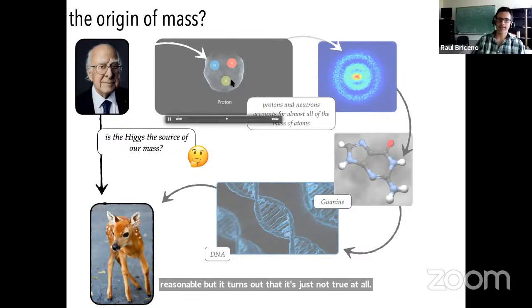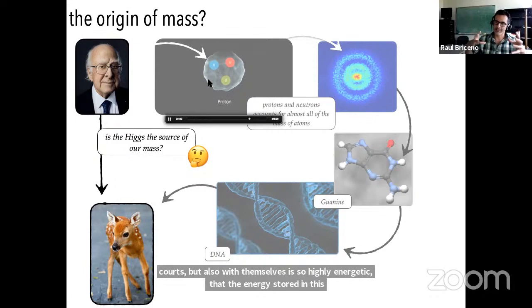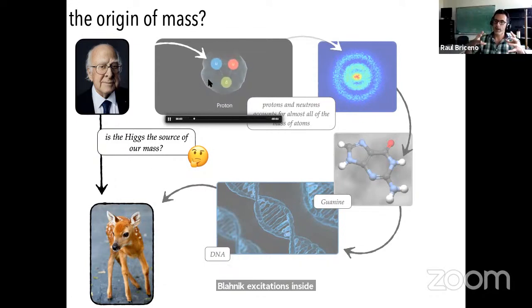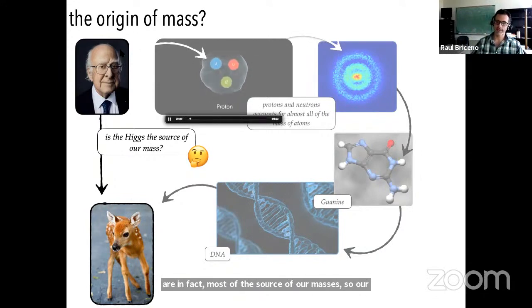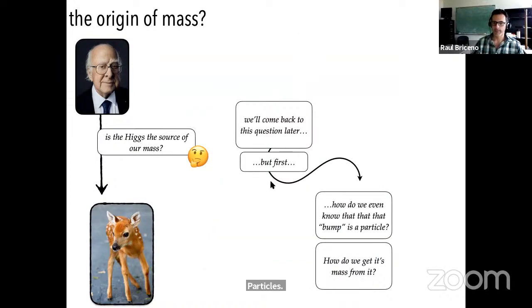The reason is that the interactions of the gluons with the quarks, but also with themselves, are so highly energetic that the energy stored in these gluonic excitations inside of the proton is in fact most of the source of our mass. So most of our mass is not coming from the Higgs, but from the energy stored inside the gluonic particles. And so we'll come back to this in a little bit. Well, how do we know this, and how can we see it now from our simulations?